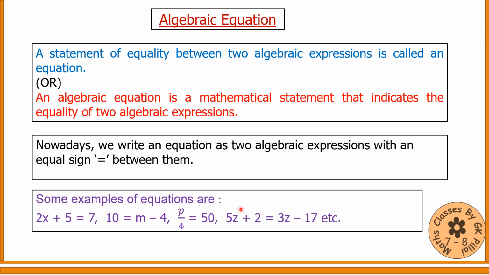Now there are some examples given here. Here the variable or letter number is on the left hand side. Here it is on the right hand side and the constant term is here. Here the constant term is a denominator. Here there are two letter numbers on two sides. These are different examples of equations.